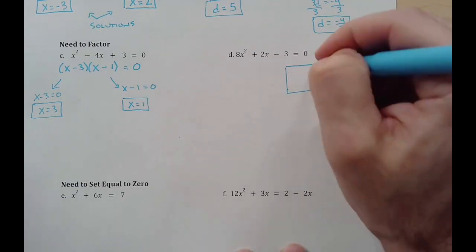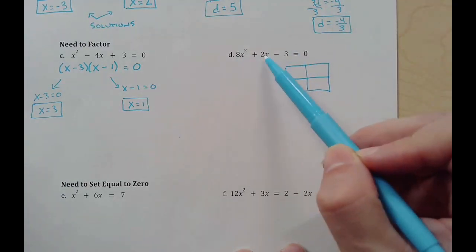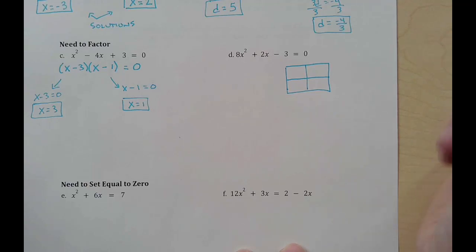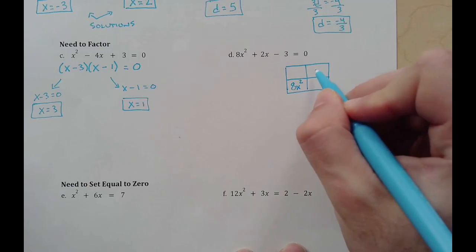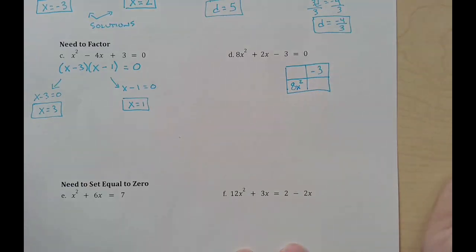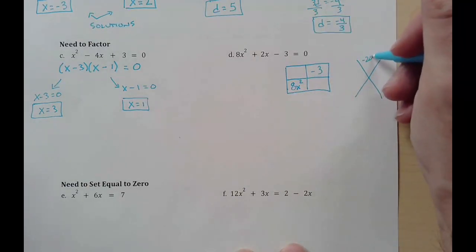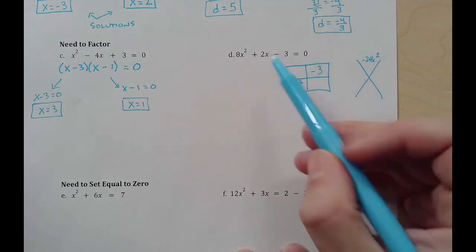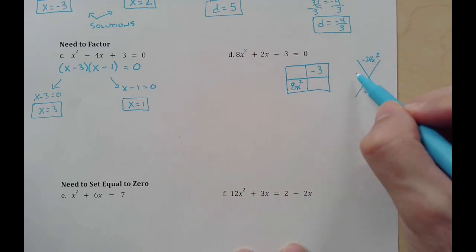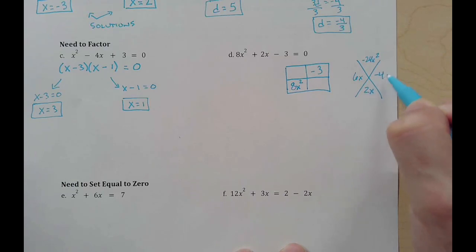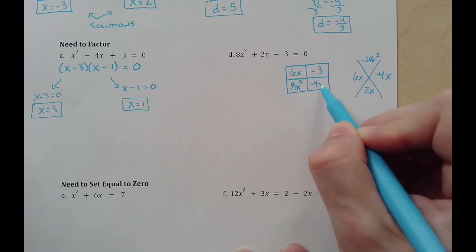I'm also going to check and make sure I can't factor out a GCF. There's nothing I can take out of all three terms, so that's not going to be an option. Bottom left, 8x squared. Top right, negative 3. This tells me I need to multiply to negative 24x squared, and I need to add to 2x. That's going to give me 6x and negative 4x.